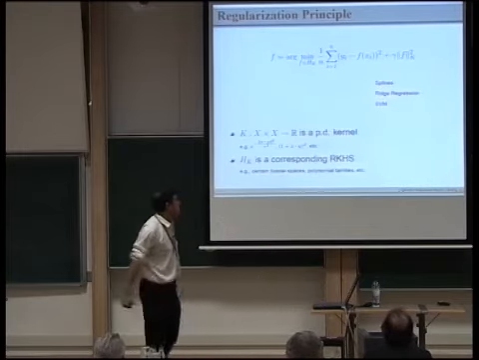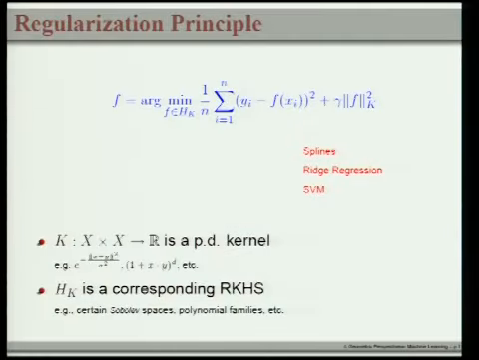Now, I will express this notion of simplicity in the regularization framework. So, what I will say is I am going to choose a kernel K, which will define for me a reproducing kernel Hilbert space H of K, and then I will basically do penalized least squares in this reproducing kernel Hilbert space. So, this is ridge regression.